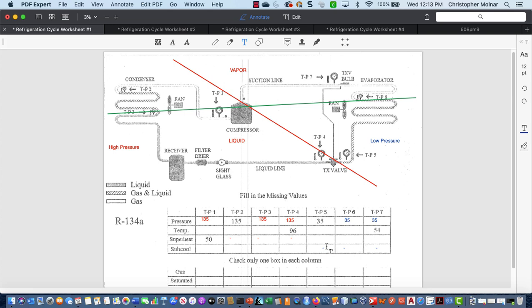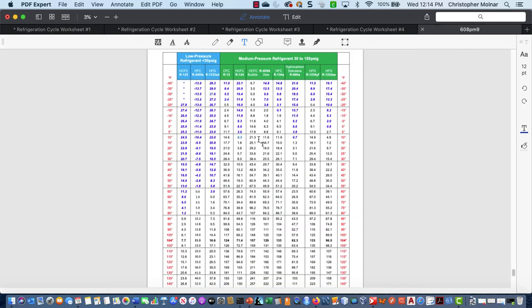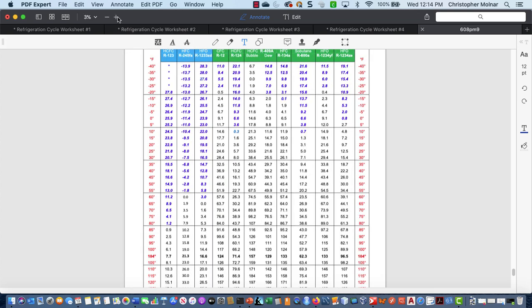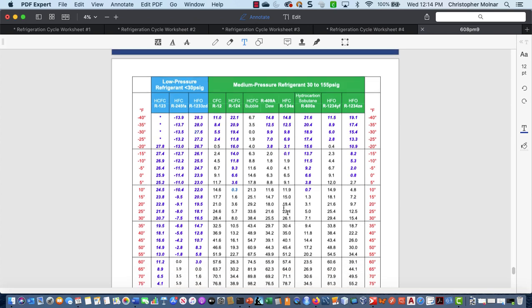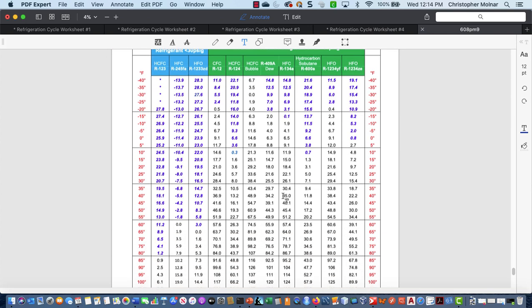Okay, so now we have to do some temperature pressure conversions. So again, we have 134A. I'm going to come over to a TP chart that I already have opened. I want to find 134A. Let me just blow this up a little bit because it's tough to see. So I have 134A. I have a pressure of 35. When I take my pressure of 35, let me just circle that. That tells me my temperature is 40.